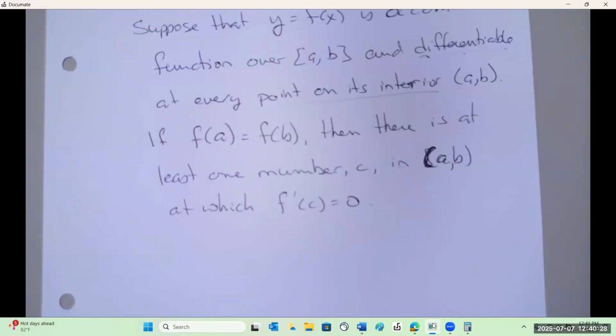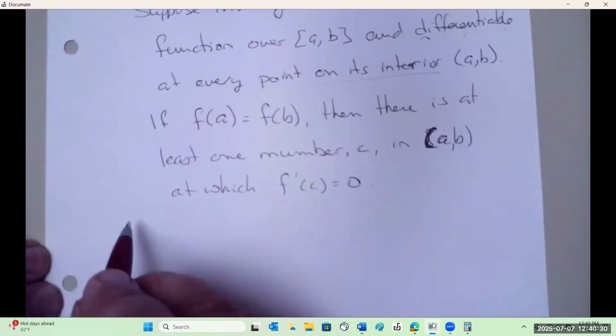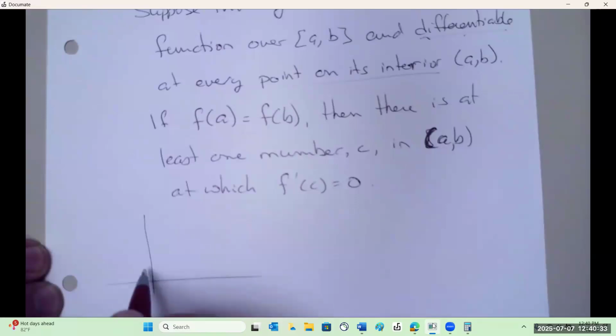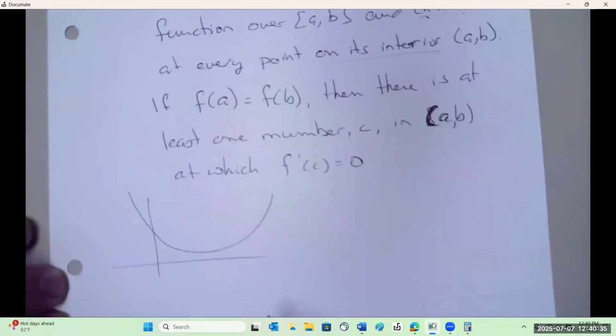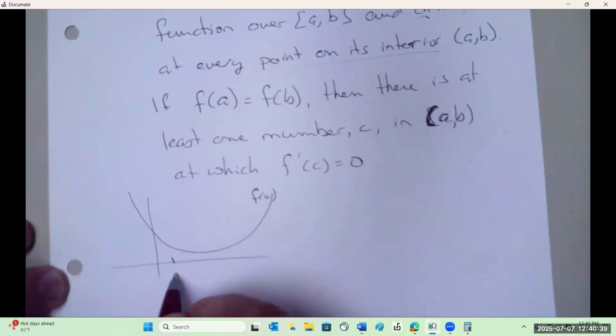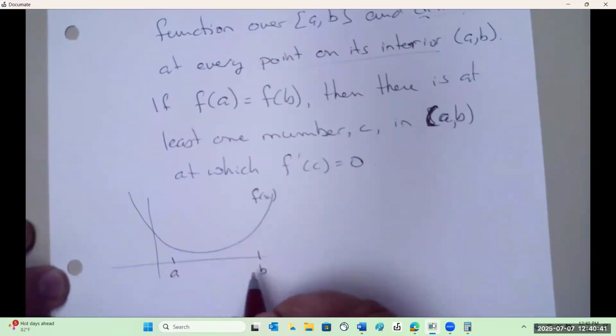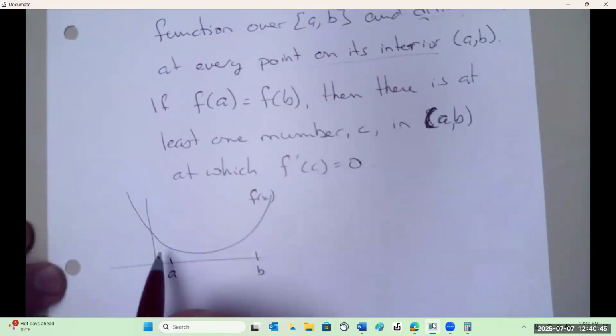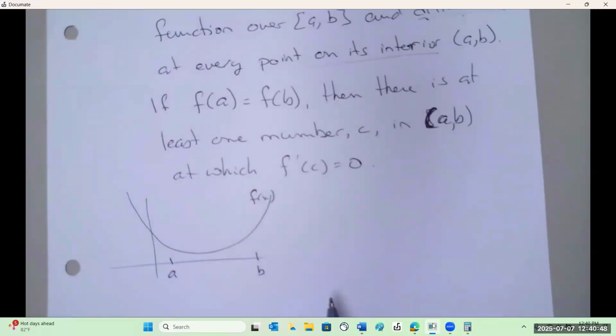So now we're looking at any other function. Here we have examples. Here's our function f of x. Here's A, and here's B. It's a continuous function. Check. All the points exist between A and B. It's differentiable. Yes, since it is continuous, it's differentiable at each point.